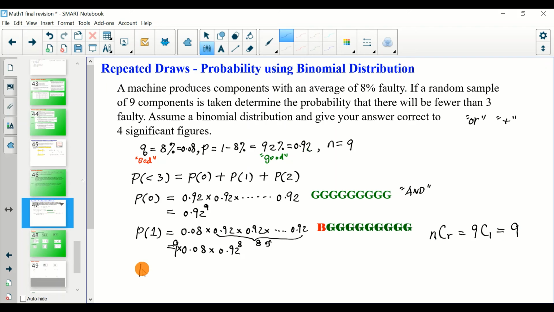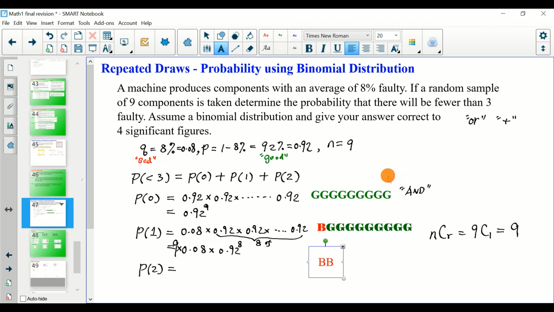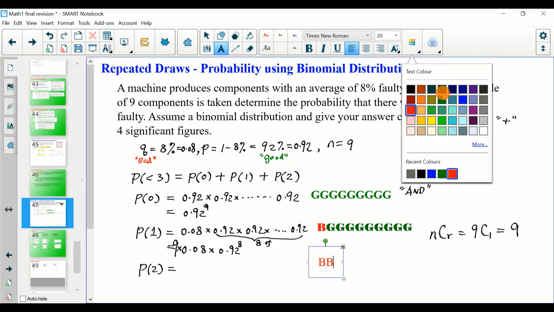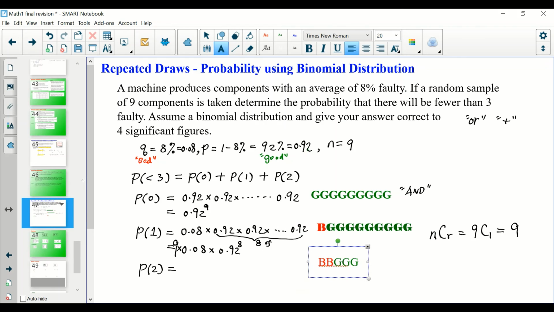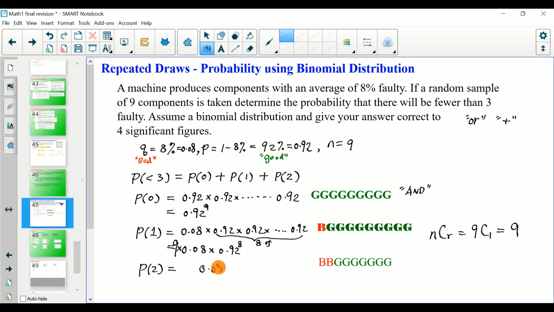Similarly, to calculate the probability of 2 bad products, you can say, okay, suppose I have the first 2 being bad, so B, B, and then the rest being good, G, G, G, G, G, G, G. When I multiply all the probabilities of these happening, I would be doing 0.08 twice, so squared, times 0.92 7 times, so that will be 0.92 to the 7th power.